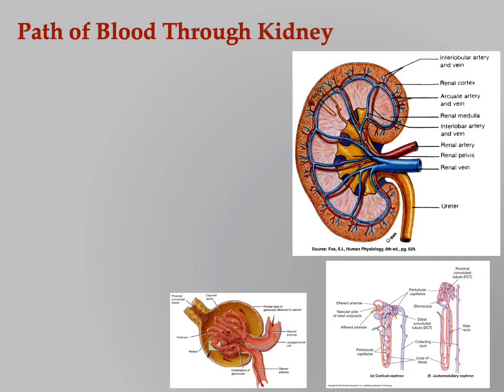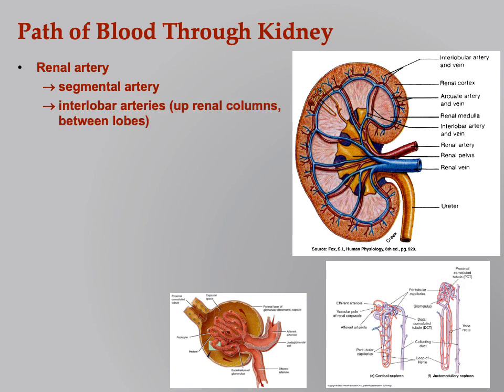Let's talk about how blood moves through the kidney. There are lots of little blood vessels, but they're all named in a way that makes them easy to remember. Really are. So the renal artery comes in, then it branches into segmental arteries. There are a couple of segments of the kidney, so there are a couple of segmental branches. Then interlobars. Those run up the renal columns. They're interlobar, in between the lobes.